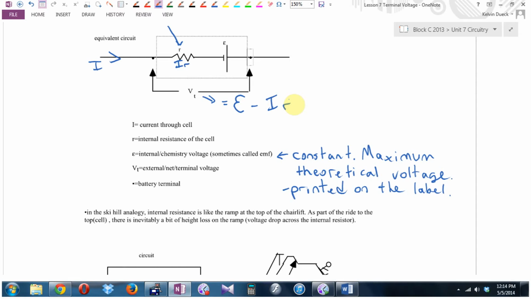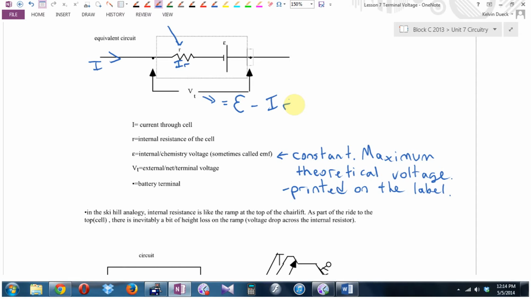You know what? Have you gone skiing before? Snowboarding, skiing? Any snowboarders or skiers here? Okay. When you get off the chairlift, immediately as you get off the chairlift, do you go down a tiny little short hill to ski off the chairlift? In other words, you lose a little bit of height just exiting the chairlift. That's what the internal resistance is. It's that little bump getting off the chairlift in our ski hill analogy.